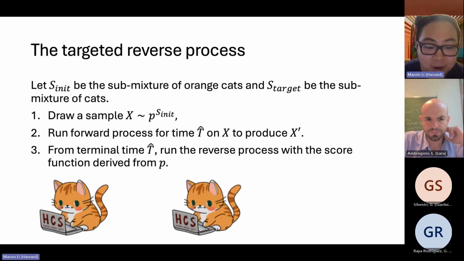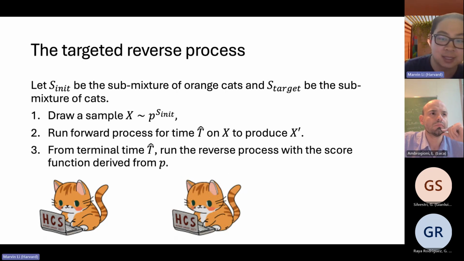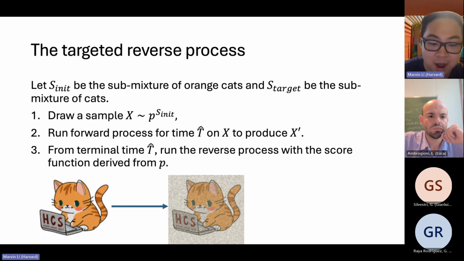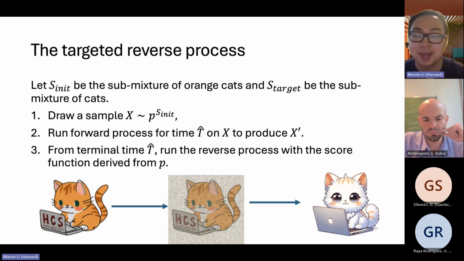Just to make this more concrete, let S init be the submixture of orange cats and S target be the submixture of cats. We draw a sample of an orange cat from the left. Then we run the forward process for time T hat to produce X prime, the noisy version of the cat. From terminal time T hat, we run the reverse process with a score function derived from P. We use this to produce a picture of a white cat.